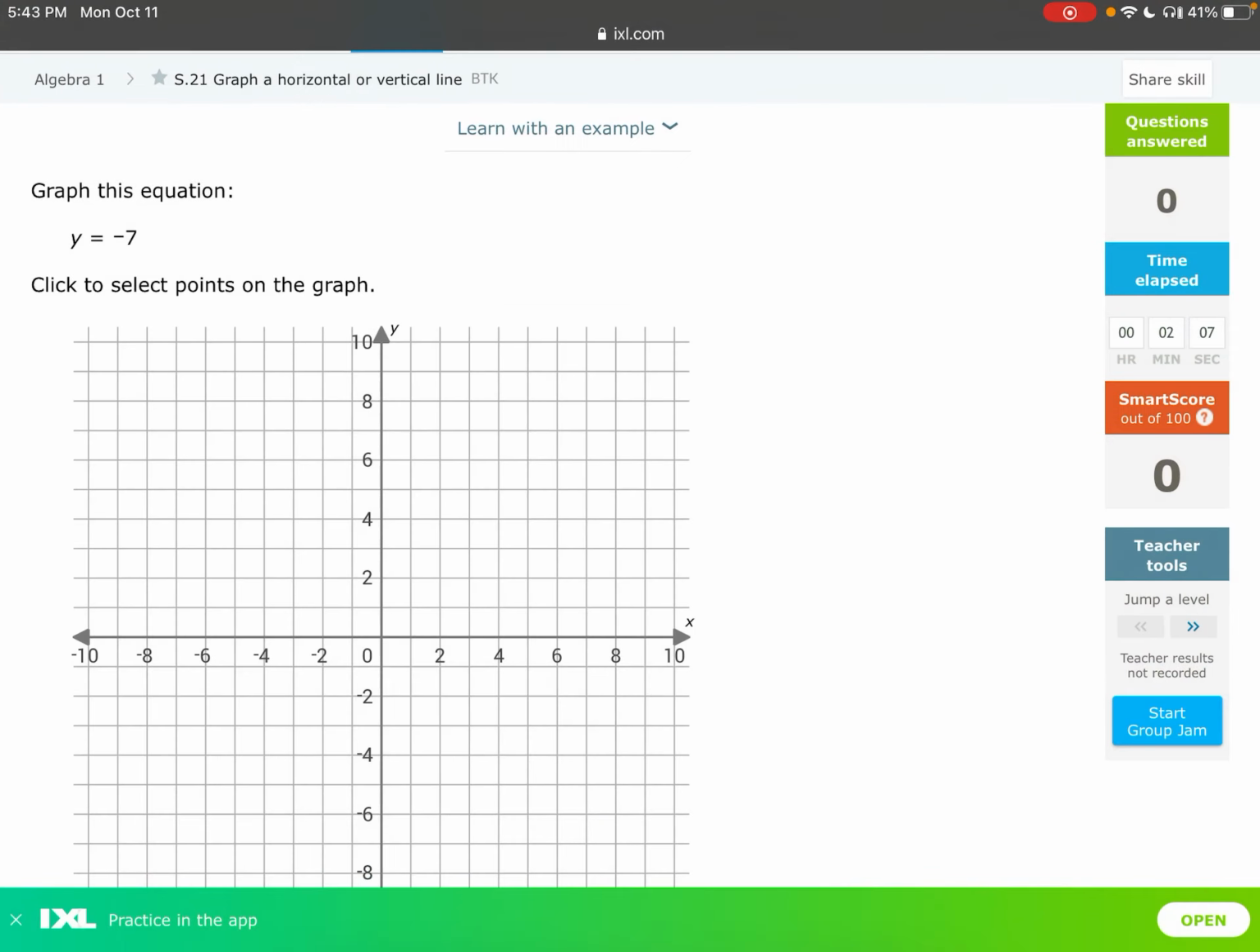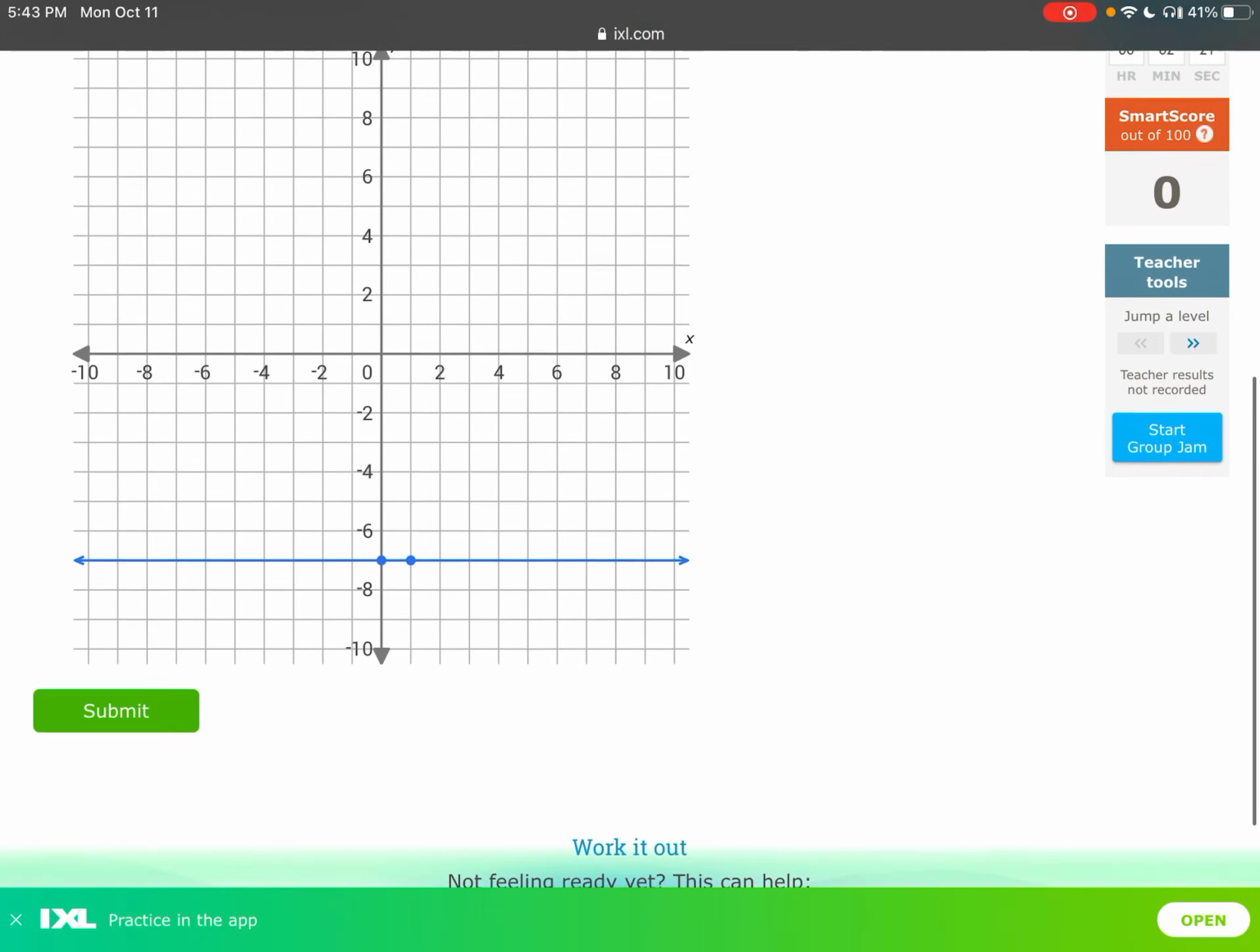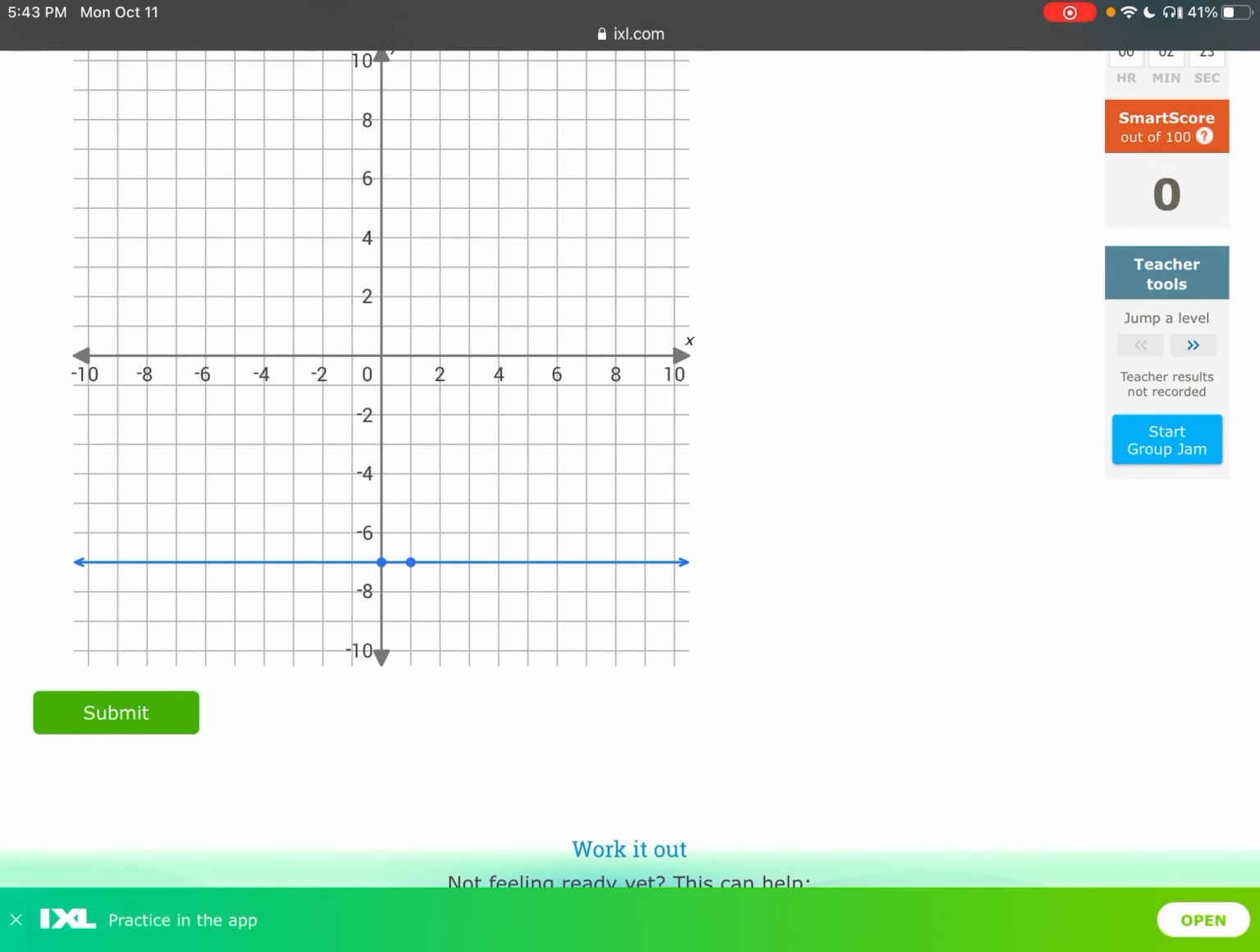So I'm going to go back in. I am going to use my mouse to put 1 point at 0, -7, and another point at 1, -7. So this should be, because it has a y with no x, a horizontal line, and that horizontal line should be down on the y-axis at -7.